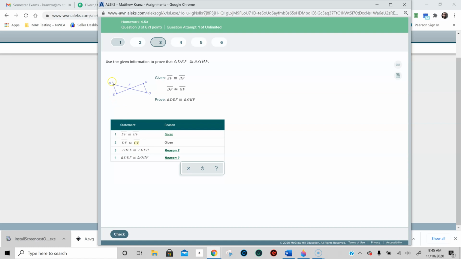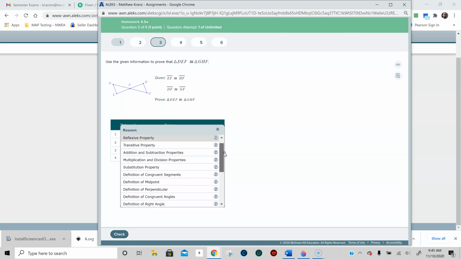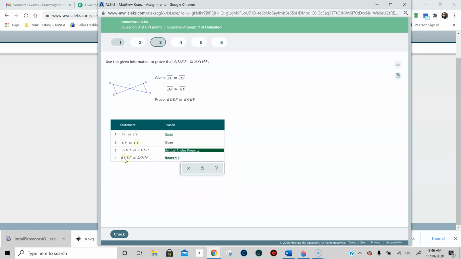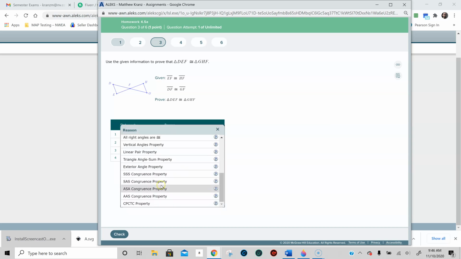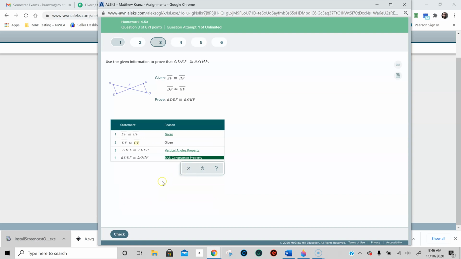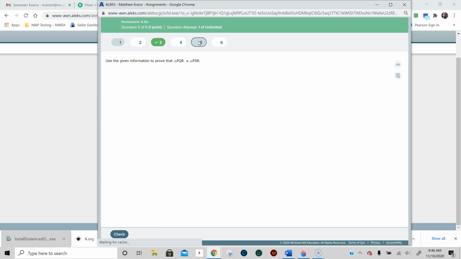Then it says that angle DFE is congruent to GFH. Reason, they are vertical angles. So vertical angle property. And then finally, how do we know that triangle DEF is congruent to GHF? Well, it's side angle side. And we check it. All right, it says I'm correct. So I'm going to go on to a different version.